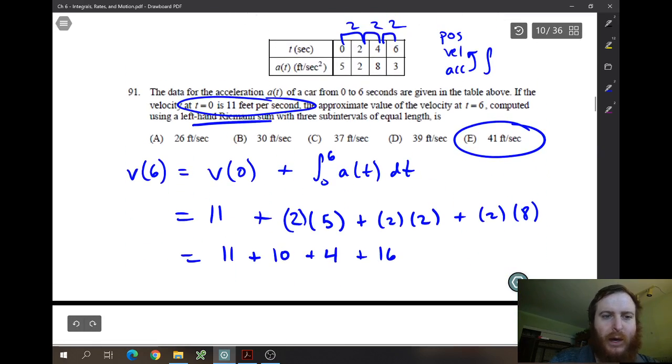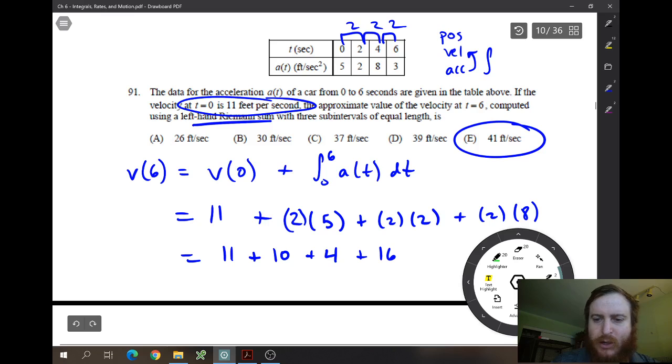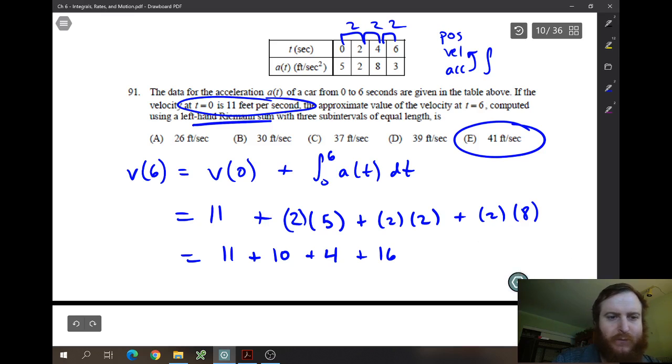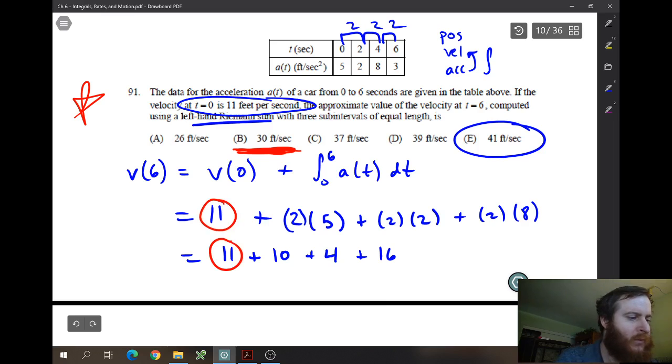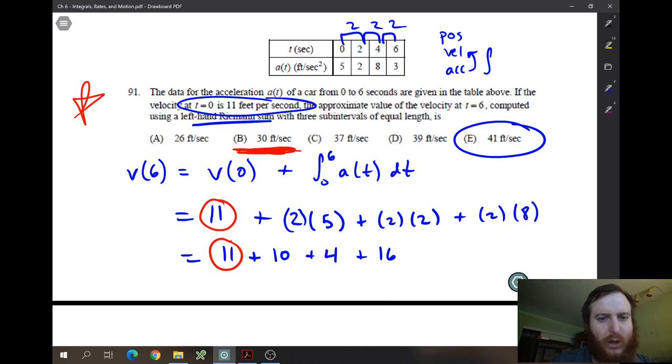Okay. 91 is a good one to start, especially if you had gotten the wrong answer, if you had chosen B. A lot of students choose B, and the reason they choose B is they forget about this 11. Anytime we get a Riemann sum question on multiple choice, you want to make sure, did they give me some initial value? If they gave me an initial value, you probably need to add it on, right?